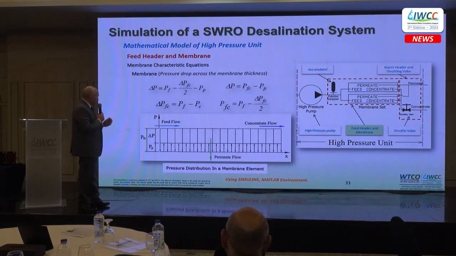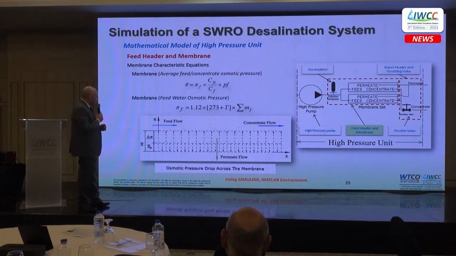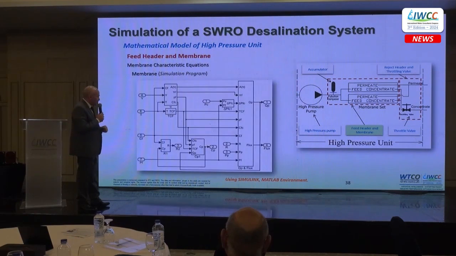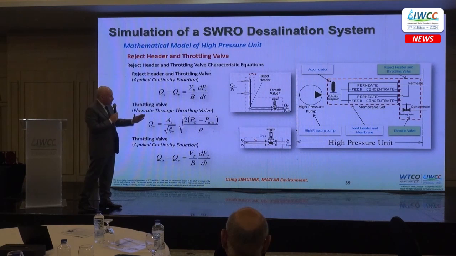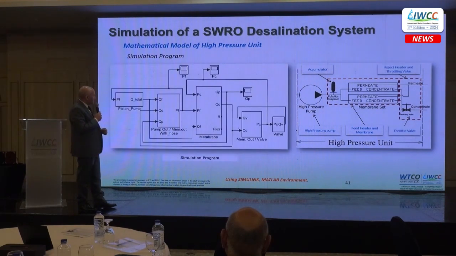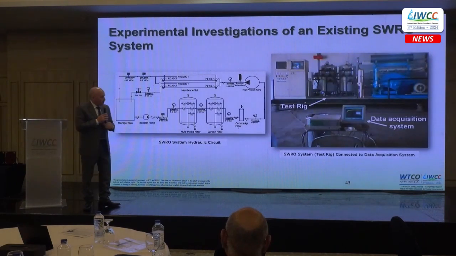Next. This is the feed flow. Next. This is the equation of the membrane itself. Okay. Next. And this is the same link model. And this is the reject header or the prime header. Okay. Next. After that, we have this is a real plant.